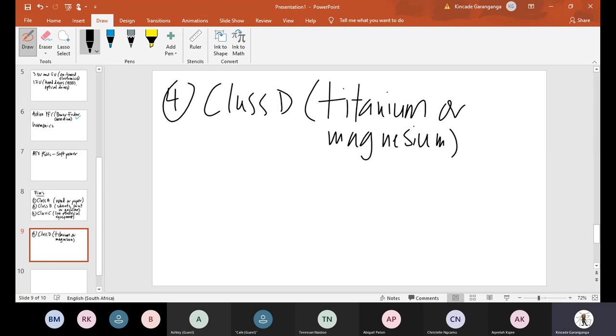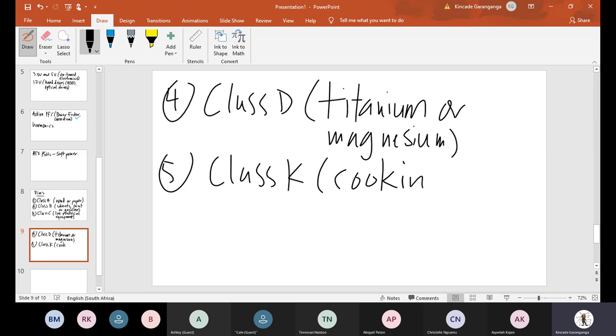And then you also have another class there, class K. So this one now is dealing with your oils, like cooking oils and fats. All right, so this is like your cooking oil. Cooking oils, trans fats.